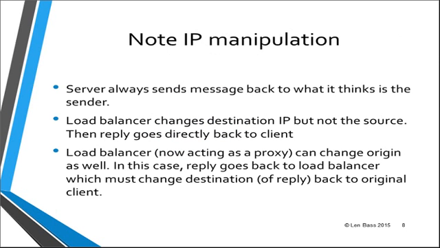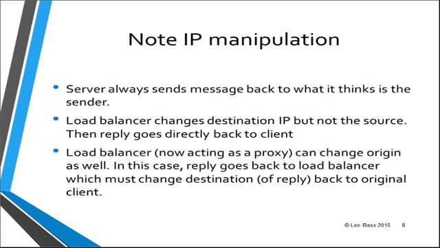So from the server's perspective, it gets an IP message. If you recall what the header of the IP is, it has a source and a destination. Well, the server is the destination, so it sends it back to the source. The destination IP is not the destination that the client had because the load balancer has changed it. So it changes the destination IP to get it to the server that's going to respond, but it doesn't change the source, and so then the reply goes directly back to the client.